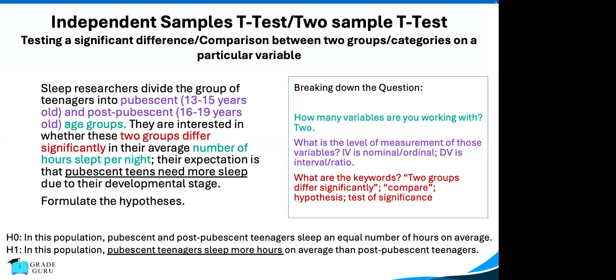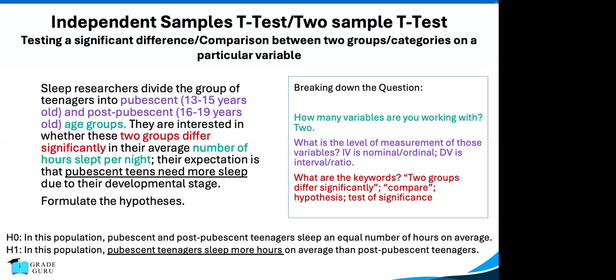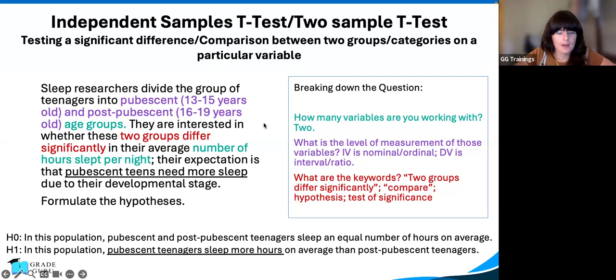Yeah, I have another one though. It says here that the independent two-sample t-test is used for testing a significant difference or comparison between two groups, categories, on a particular variable, but I'm not sure how I can apply this to this question because here we have independent and dependent variables. I'm confused about this phrasing, that we have two groups and we are testing them on something. Okay, sure. I'm going to give you a real world example, keep it really simple.